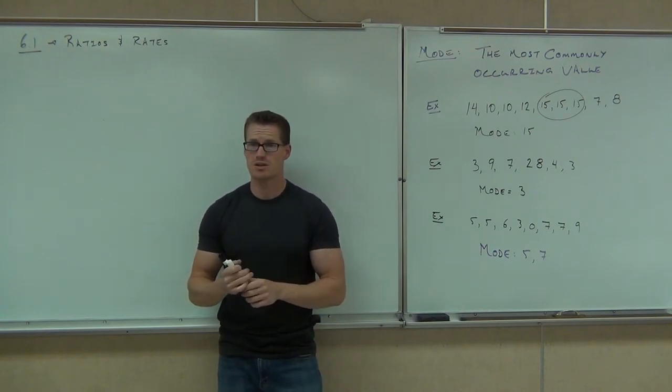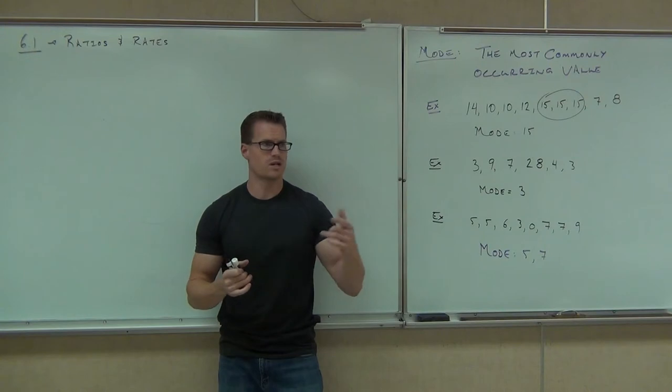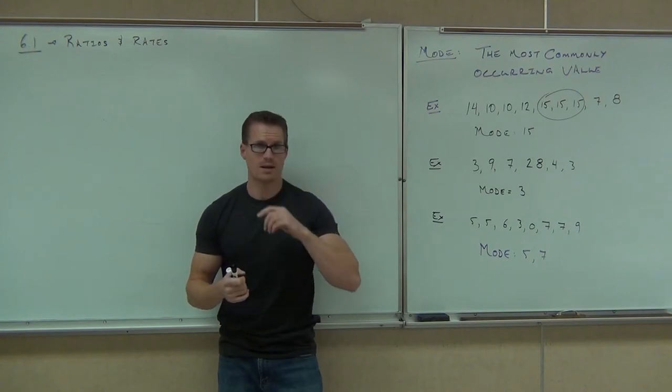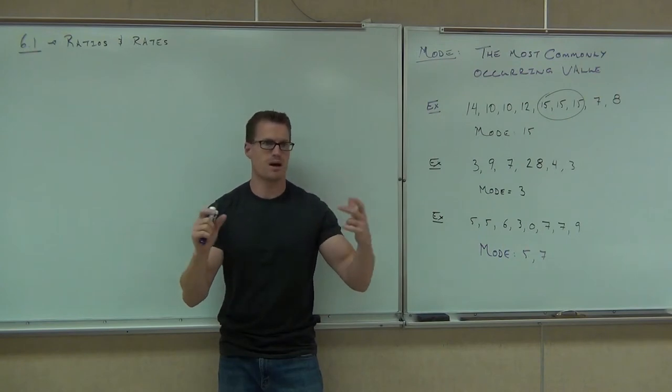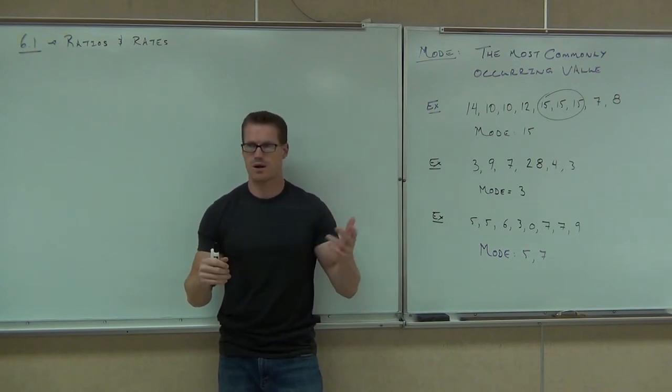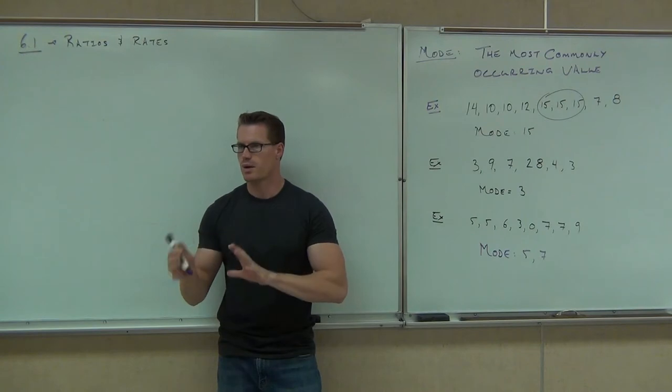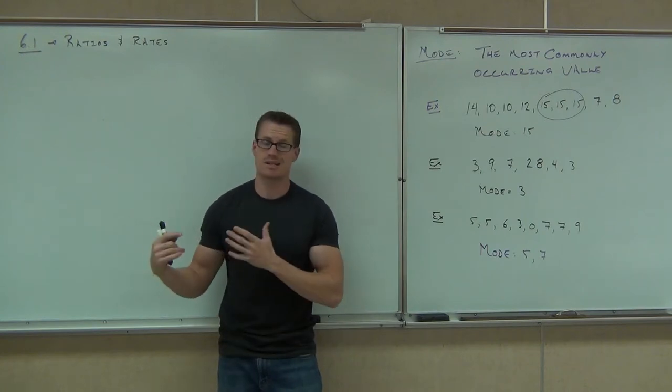You ever cooked anything in your life? Do you ever have to double a recipe? Yeah. That's a ratio, all right? So when we double things, that's a ratio. When you're comparing price per pound, or price per ounce, dollars per ounce, things like that, you're talking about rates and ratios. So we deal with these things all the time.